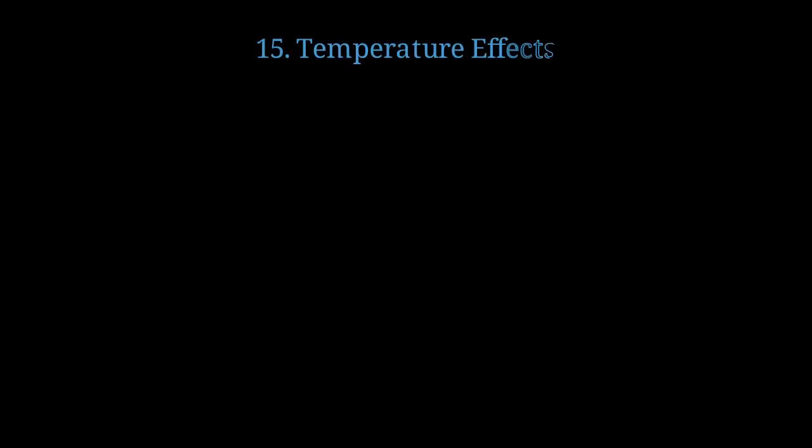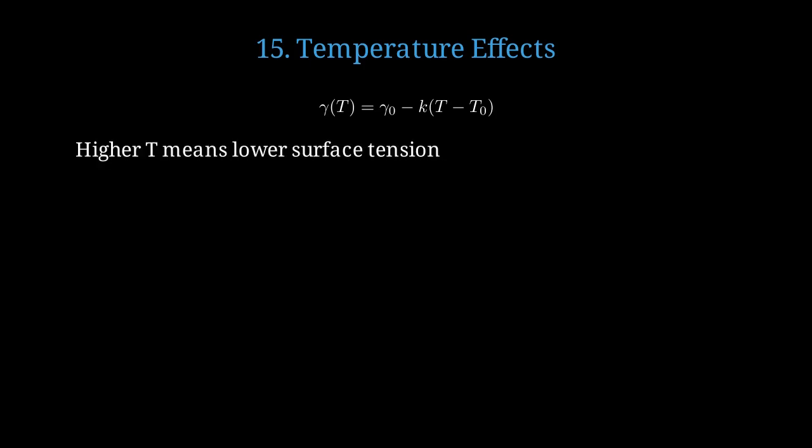Temperature significantly affects inverted droplet behavior. Surface tension decreases linearly with temperature. Gamma of T equals gamma 0 minus K times T minus T0. Higher temperature means lower surface tension, making droplets less stable. Gas solubility in the liquid also changes with temperature, affecting core composition.